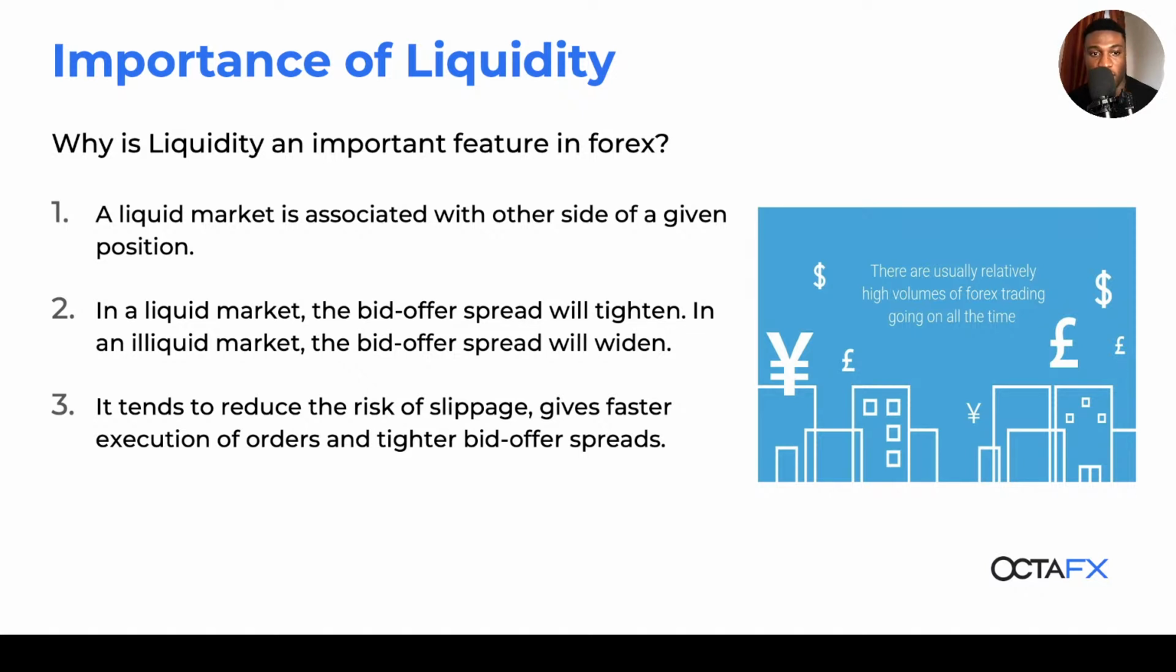The third importance is that liquidity tends to reduce the risk of slippage. It gives you faster execution of orders and tighter bid offer spread, right? So slippage is basically when you place an order in a certain place and the order doesn't execute at your preferred price, right? There could be a little slippage. So liquidity reduces the risk of slippage and gives you faster execution of orders, in the sense that you're placing your order and it's executing instantly. That's an importance of liquidity.